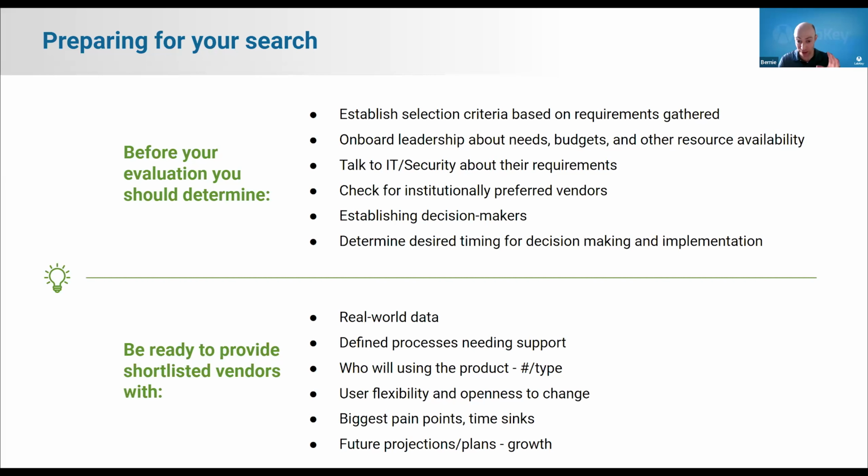Your preparation does not end there, however. When it's time to dive more deeply into one or a couple of top candidates, you will need to provide the vendors with a variety of pieces of information to help them show you what you need to see. So those will include real-world example data, defined processes that you want supported, who and how many people will be using the potential system, as well as how flexible or adaptable the people as well as the processes are to change. The biggest pain points that need to be addressed, as well as what the future looks like to the best of your ability to forecast.